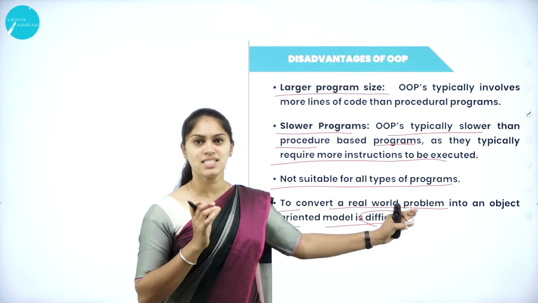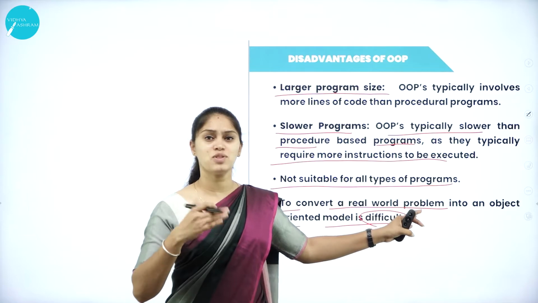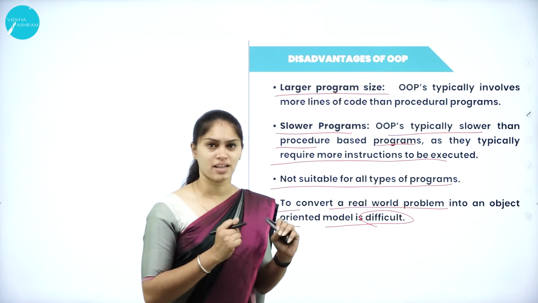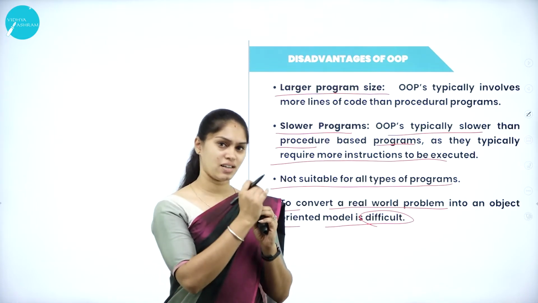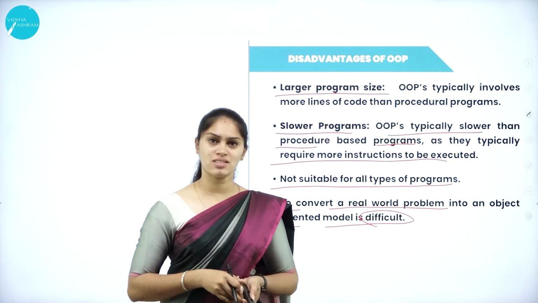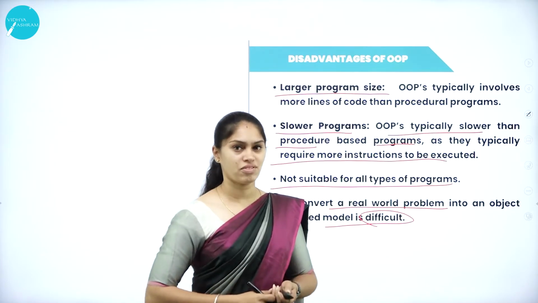If we consider a real-world problem in terms of object-oriented programming, everything will be considered an object. We have to find out its data members, member functions, and how we are going to wrap it. We have to consider everything, so somehow it will be difficult.